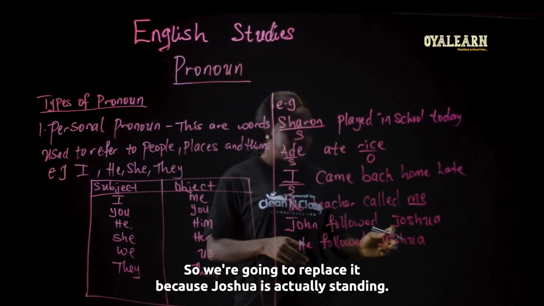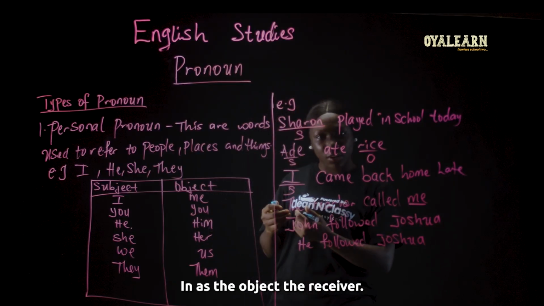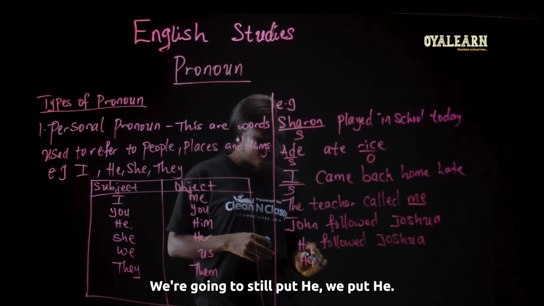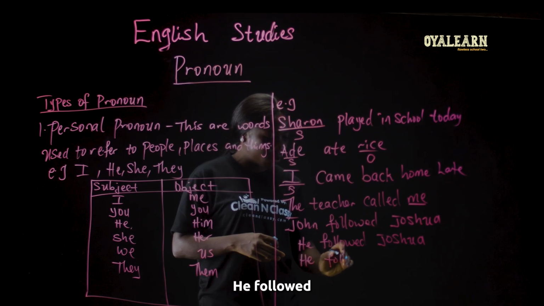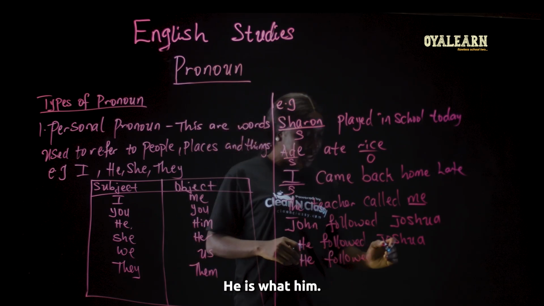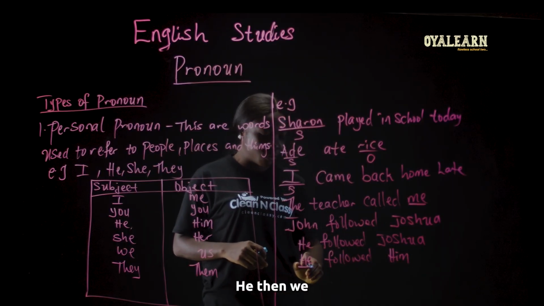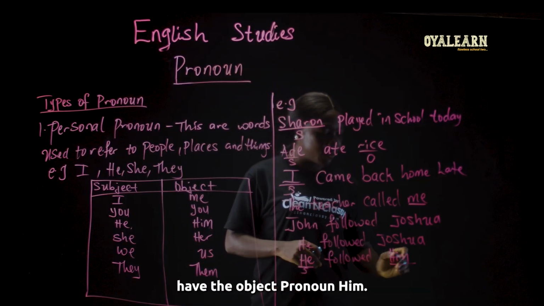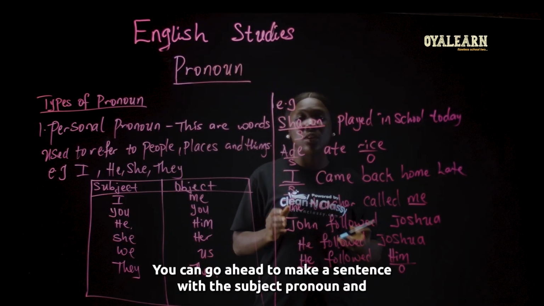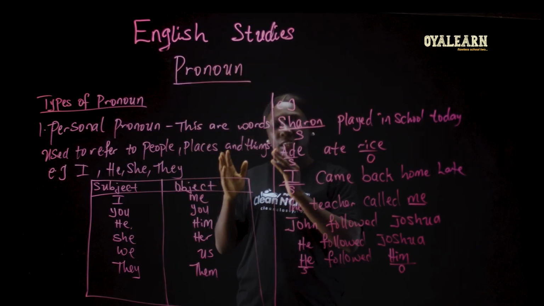So we're going to replace it because Joshua is actually standing in as the object, the receiver of the action. We'll put he followed. Then the object pronoun for he is what? Him. So, he followed him. So we have the subject pronoun he, then we have the object pronoun him. So this is a very good example. You can go ahead and make sentences with the subject pronoun and the object pronoun.